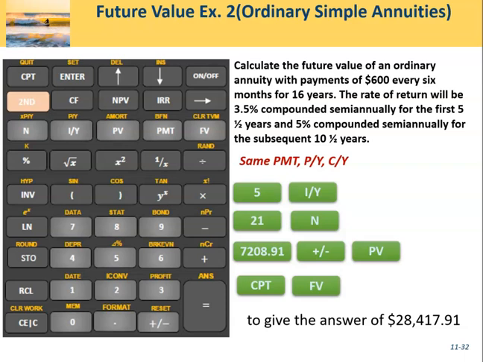So now, given these new circumstances, we want to hit compute future value. So after 10.5 years, under these conditions, our total amount that we're going to have in this investment is $28,417.91. So please make sure before you move on that you're able to calculate this, and you get this answer. If not, please let me know and we can go over it.